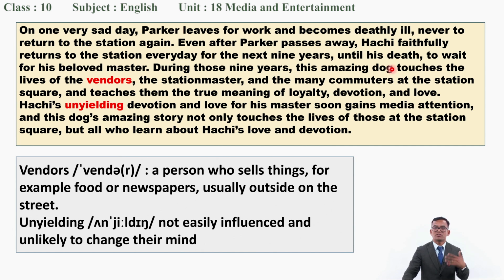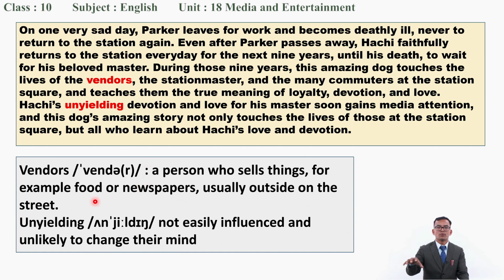He dies. Hachi dies after 9 years of waiting for his beloved master, and he died waiting for his master to return. During those 9 years, this amazing dog touches the lives of the vendors. Vendors? What is a vendor? A person who sells things, for example, food or newspapers, usually outside on the street.